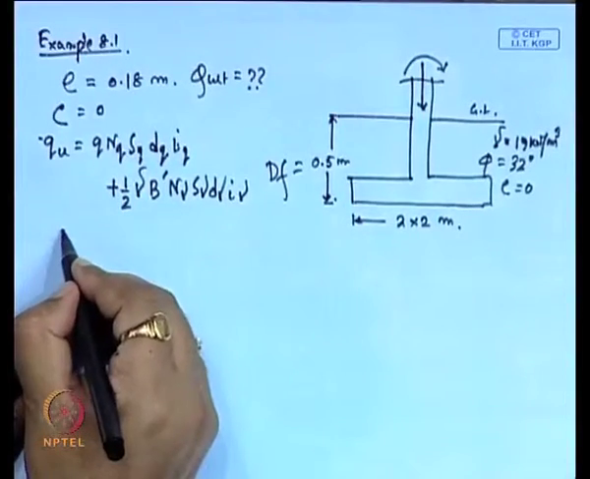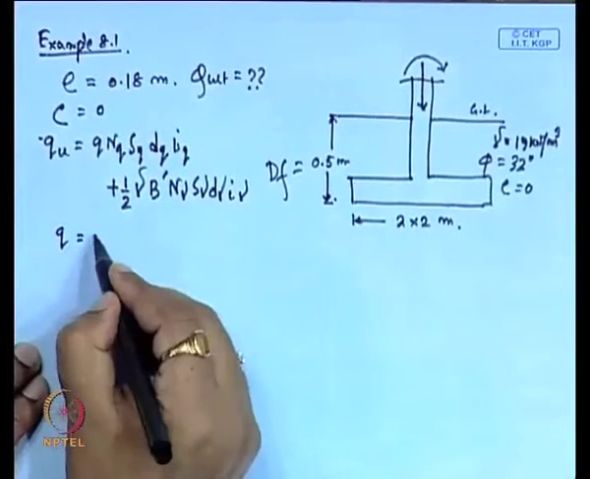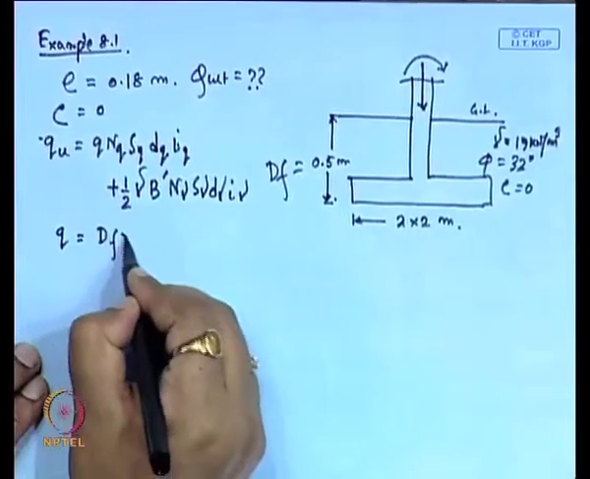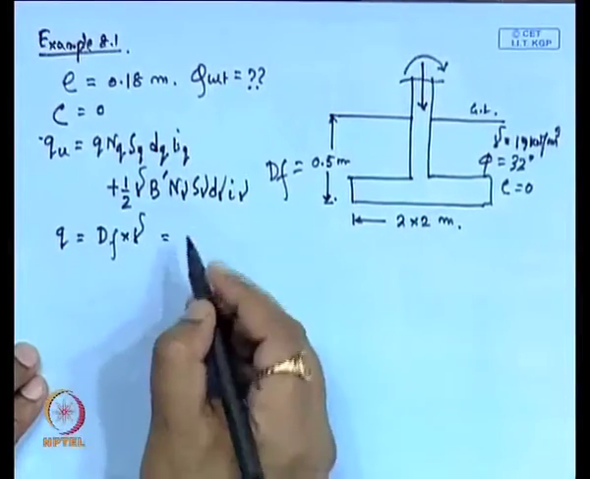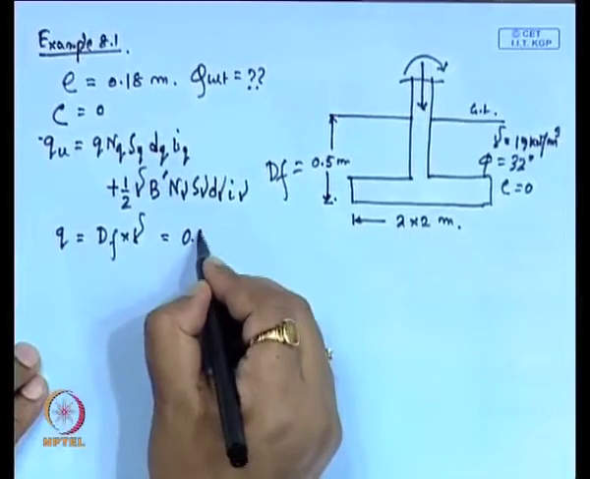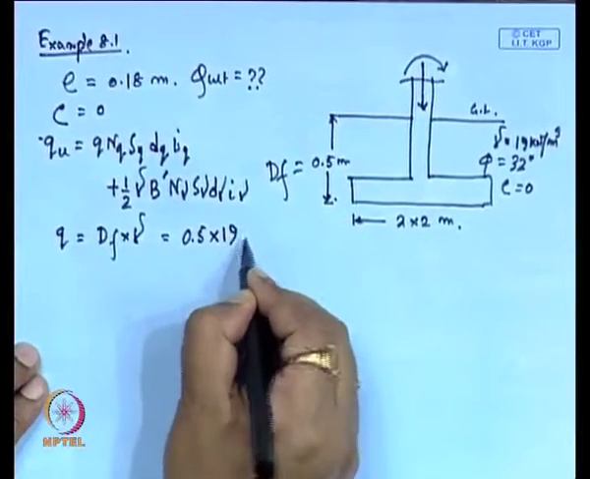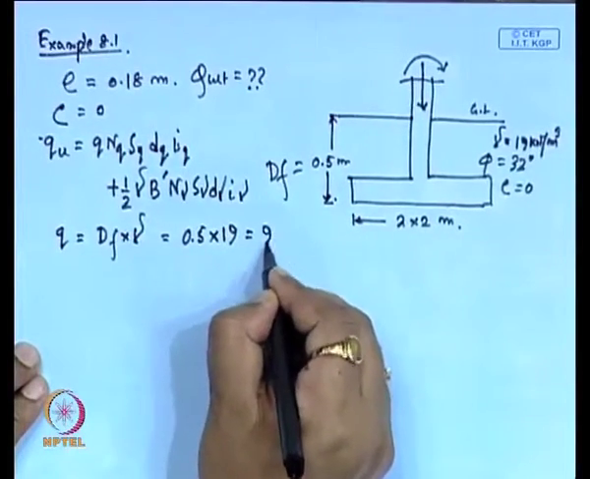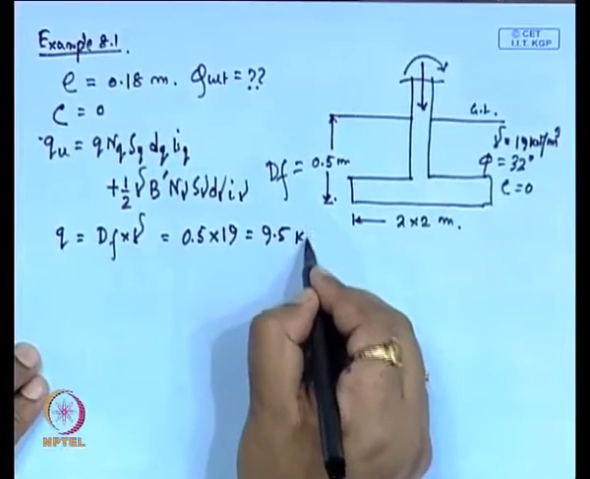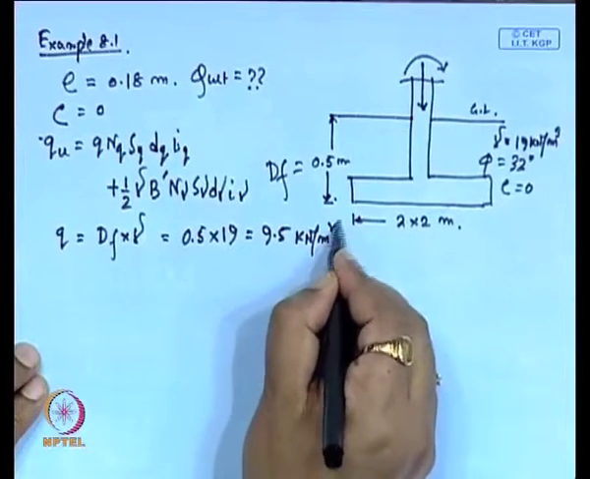So, first we will calculate the q value. The q value is Df into gamma. Here Df is 0.5 meter and gamma is 19. So, it comes out to be 9.5 kilonewton per meter square.